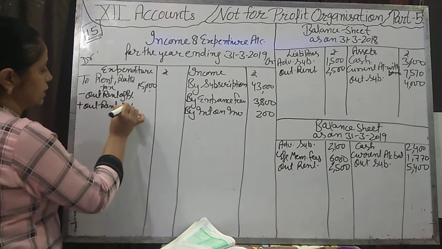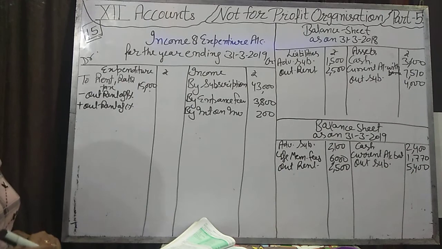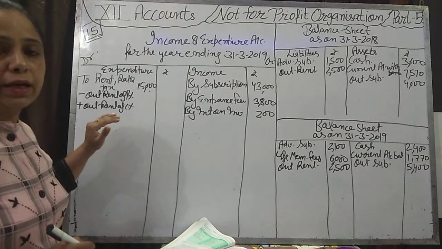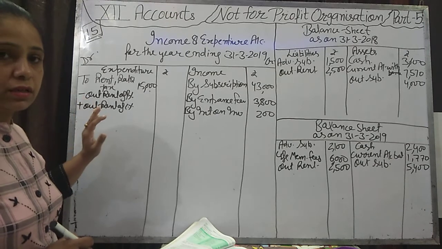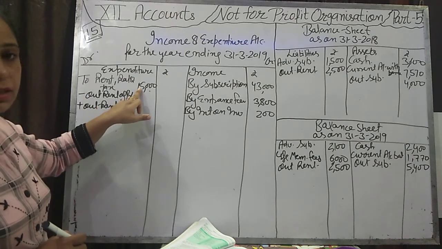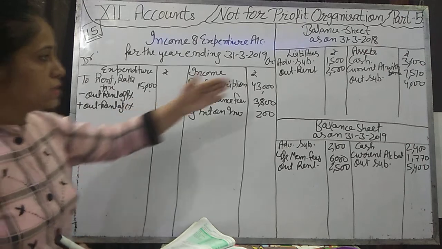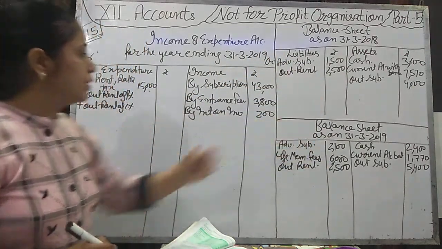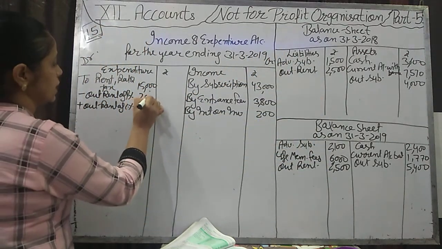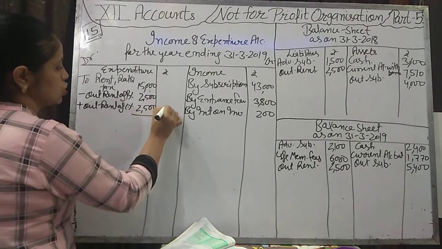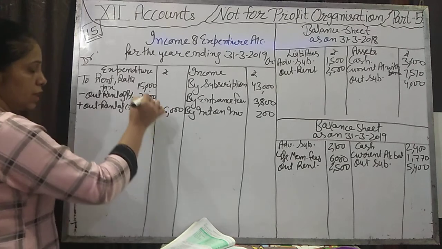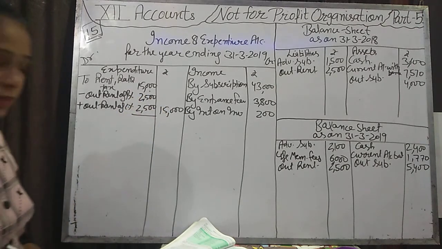Why will we add the outstanding rent of current year? Because we haven't paid this year, but this is the expense of this year. This is not included in this. That's why we add it. So by chance the amount is the same, there will be no effect on this, it will come to the same amount. But we have to show it in the question. The amounts can also be different.